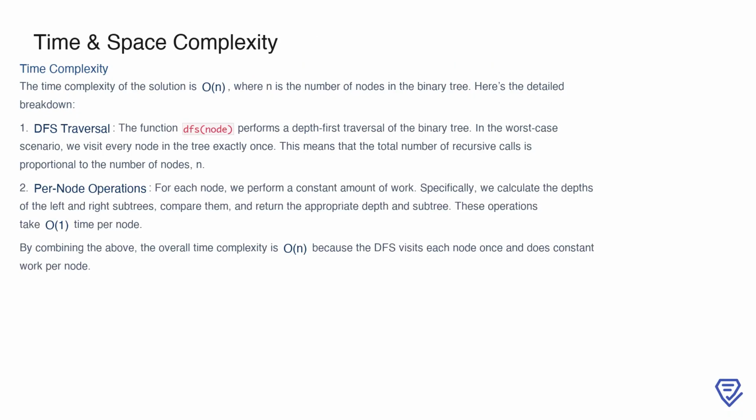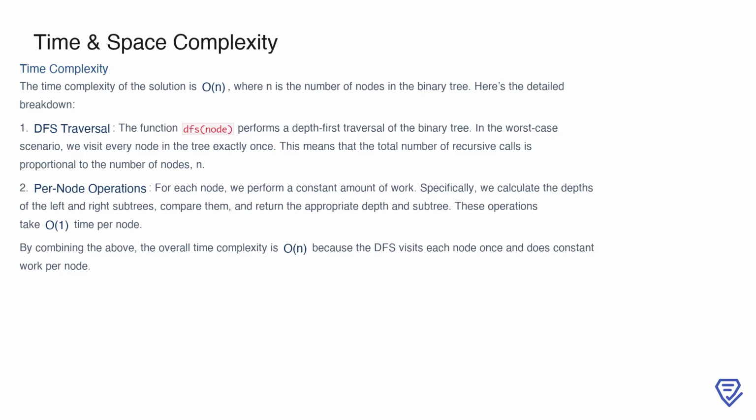The time complexity of our solution is O(n), where n represents the total number of nodes in the binary tree. This efficiency stems from the depth-first search, or DFS, traversal performed by the DFS node function. In the worst-case scenario, every node in the tree is visited exactly once, ensuring that the number of recursive calls is directly proportional to n. For each node, we carry out specific operations such as calculating the depths of the left and right subtrees, comparing those depths, and returning the relevant depth along with the corresponding subtree. Since these operations take constant time, or O(1), for each node, the overall time complexity remains O(n).